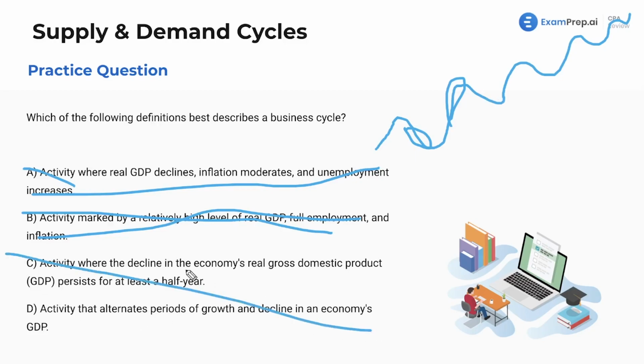Whereas letter D states activity that alternates periods of growth and decline in economies' GDP. Alternates growth and decline. That's much more like it, right? Alternates goes up and down and up and down and up and down. Generally, over the long run, up, yes. But alternates, not everything's perfect. Not everything's always horrible, right? And that's why the answer is letter D. Business cycle is defined as activity that alternates periods of growth and decline in an economy's GDP.